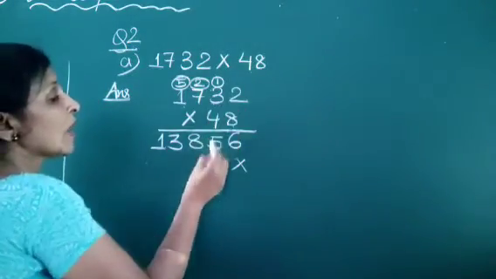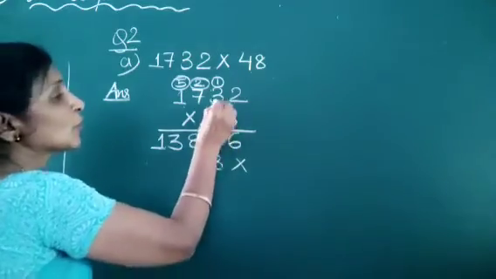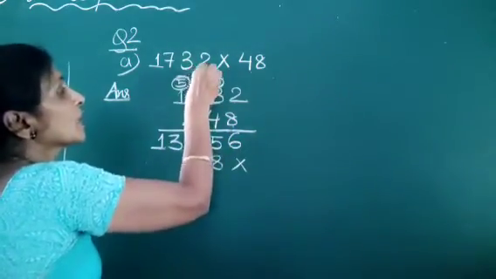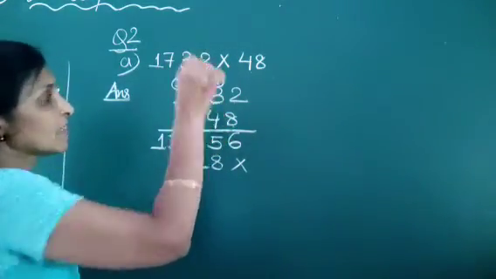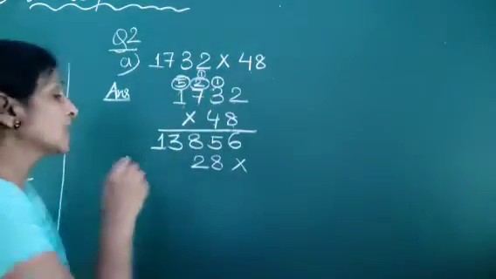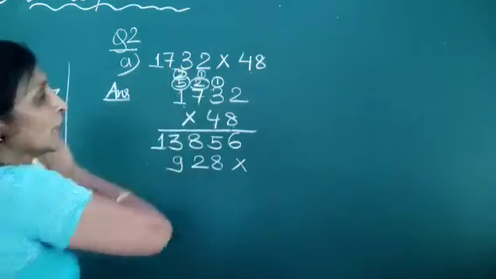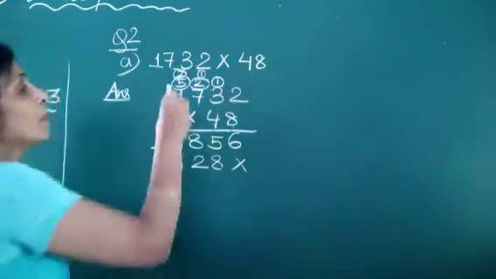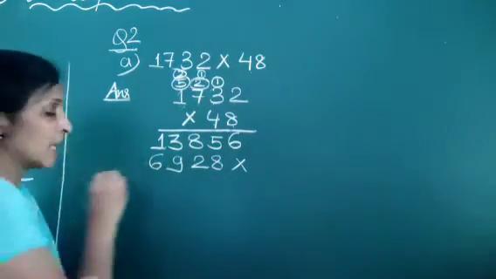4 2s are 8. So we write here 8 first. Then 4 3s are 12. We write 2 and put 1 carry over here. Then 4 7s are 28 and add 1 carry in that is 29. Write 9 and put 2 carry over here. Then again 4 1s are 4 plus 2, 6. Then we write here 6.